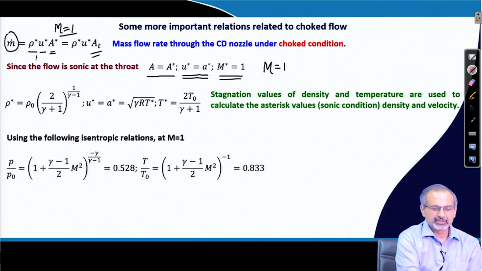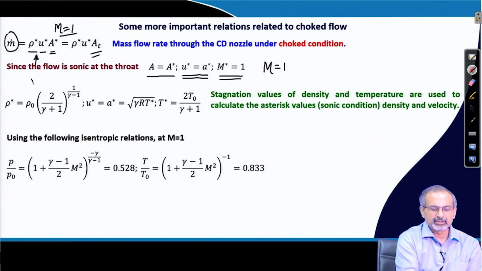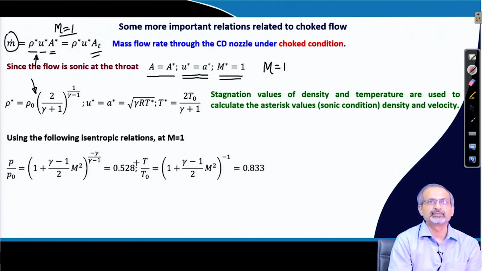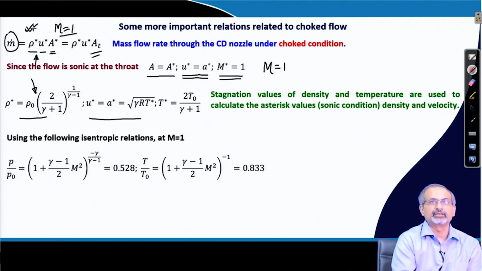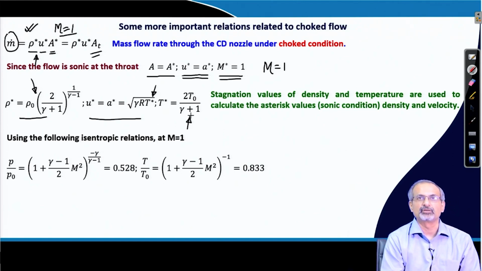Now, in this equation, if you really want to work out rho star and u star, how do you do it in terms of the stagnation properties? This is how you do it. These are the relations for rho star and u star, which you can plug in and work out in the m dot equation. So, u star is given by this relation where T star is involved, and then again T star is expressed in terms of T naught.